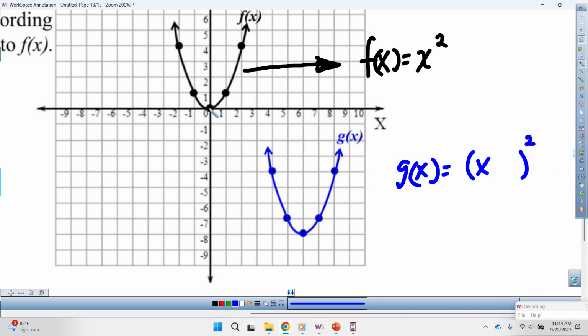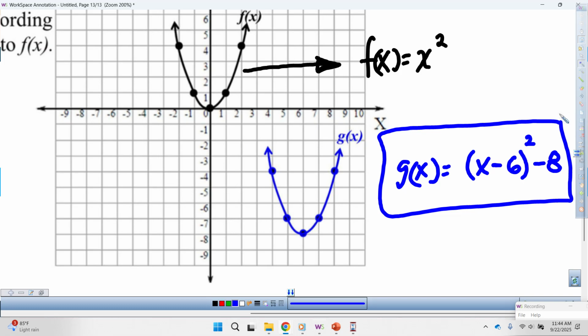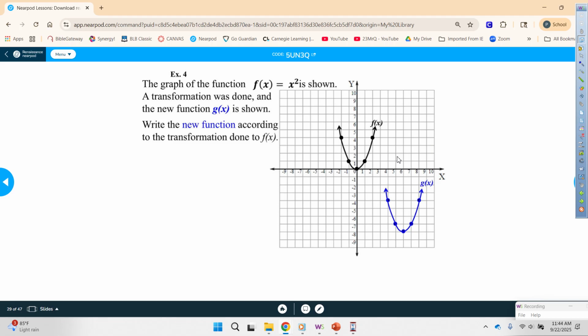So if you look at the vertex, look at the original vertex, where did we move that vertex to? How many to the right? 6. And how many down? 8. So outside we write what? Minus 8. 6 to the right, that was 6 with a little negative there. And this is our new function. Are we doing from 1 to 5? Where are we at? Okay, do another one.